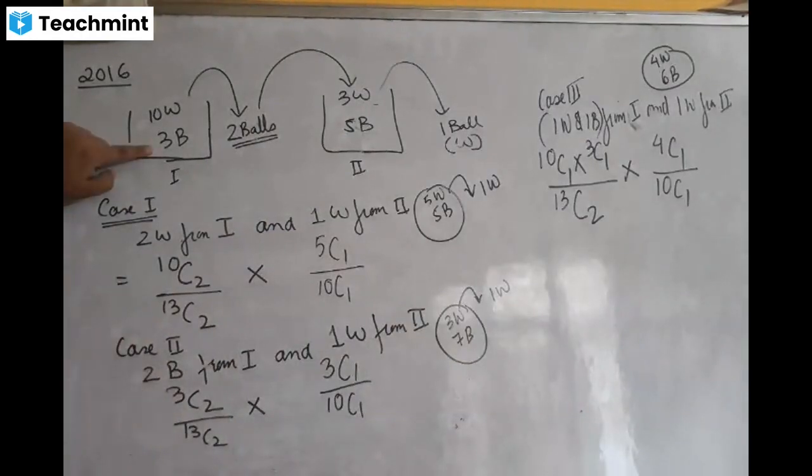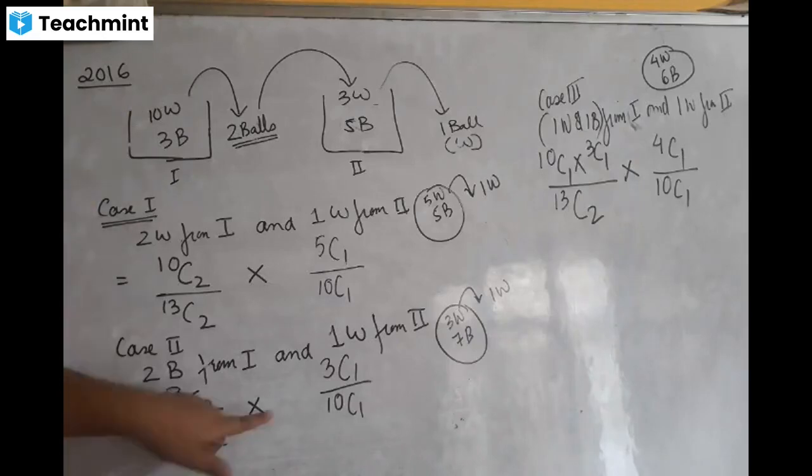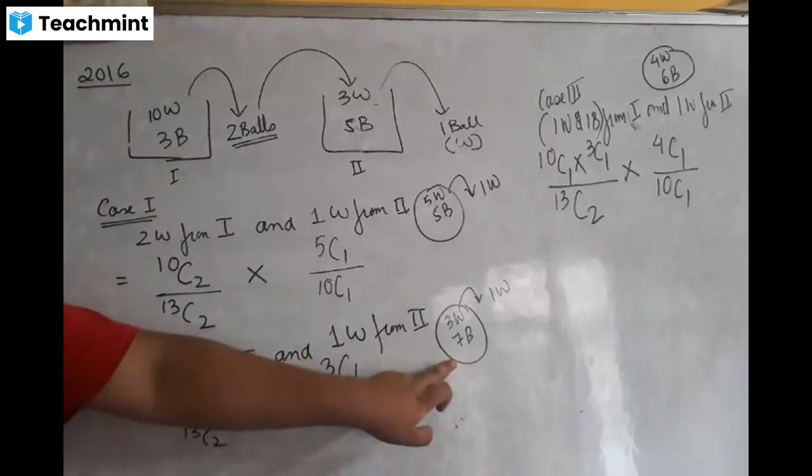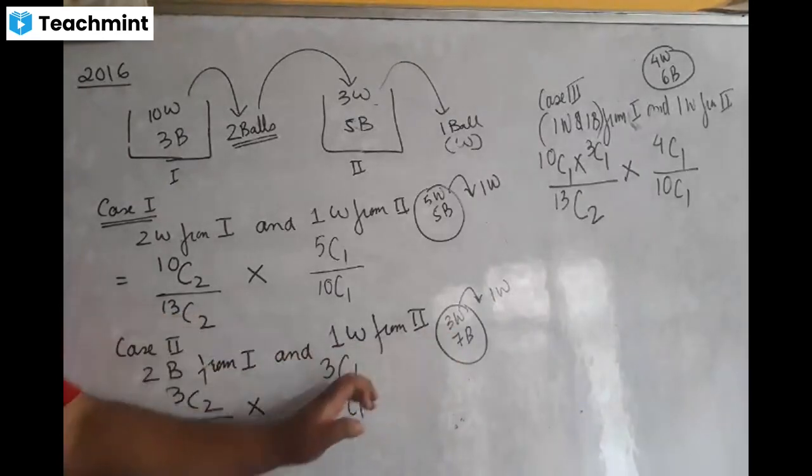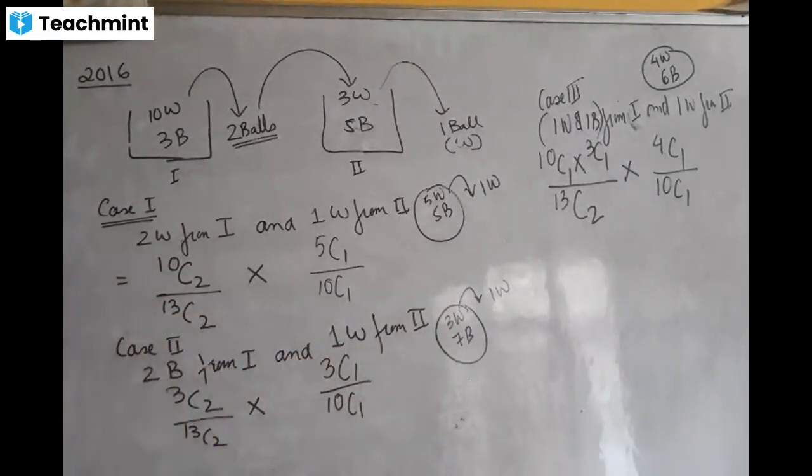Out of that I have to take 2. So 3C2 divided by 13C2. From here the white has to be taken out. So how many whites are there? 3. So 3C1 divided by 10C1. Is that clear? And the last case, what can it be?